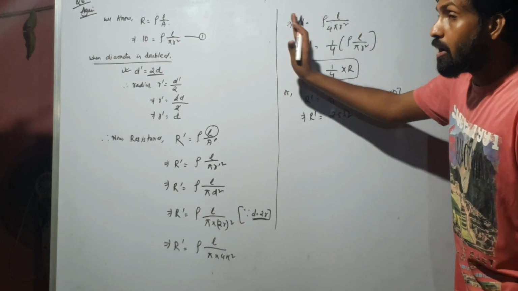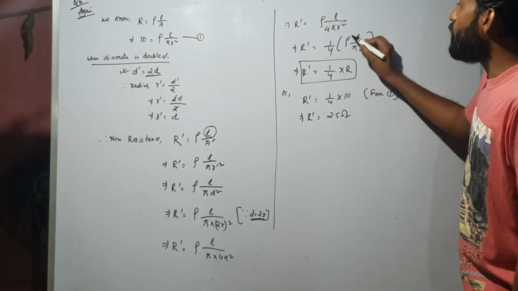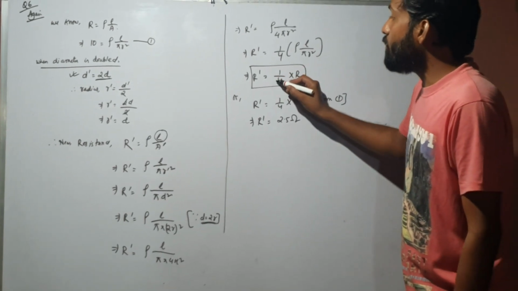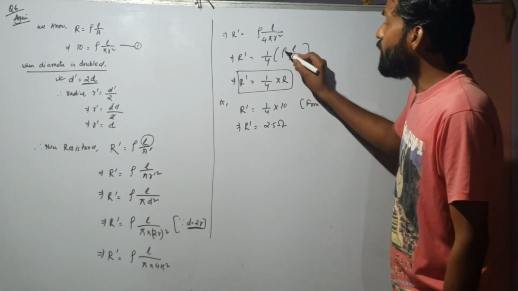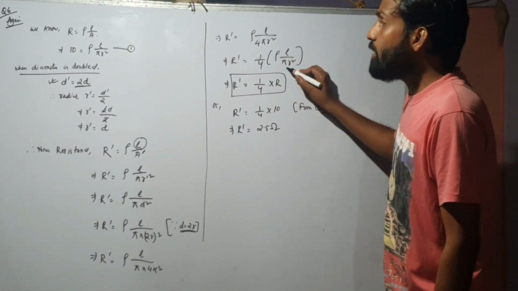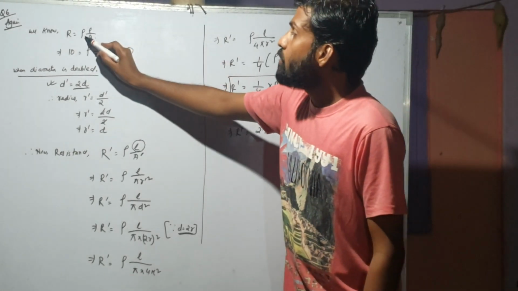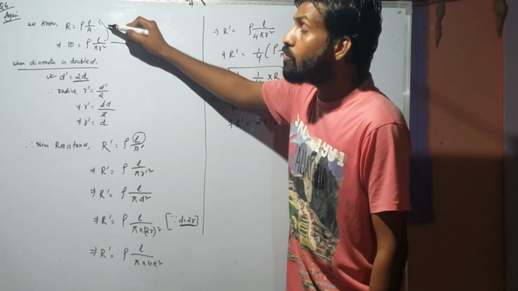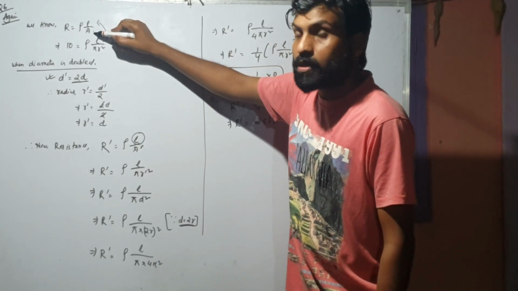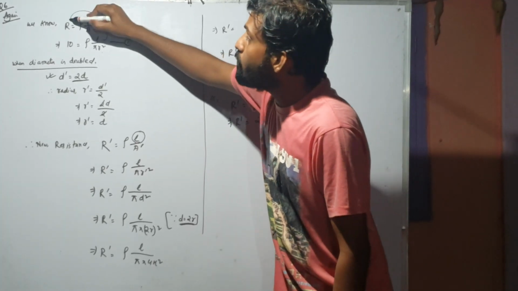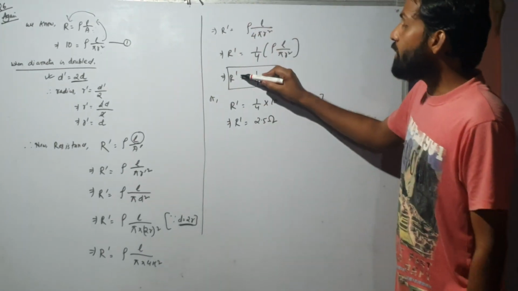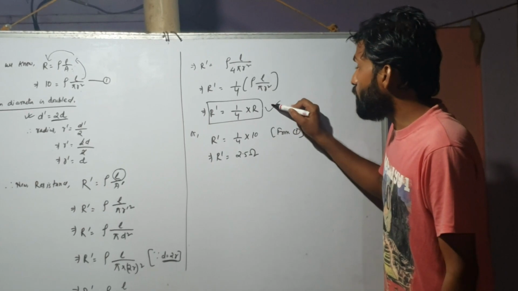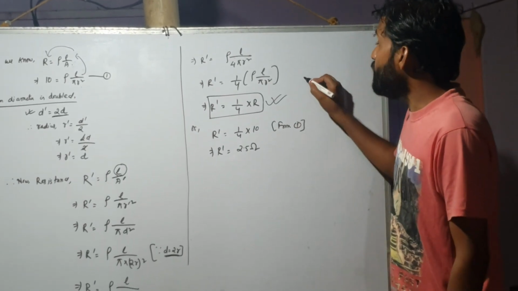I have taken the 1 by 4 outside. What I am getting here is rho into L by pi R square. That means R dash is equal to 1 by 4 into rho into L by pi R square. This is equal to rho into L by A only, and rho into L by A is equal to R only. So I can write R dash is equal to 1 by 4 into R. You can stop your answer up to here.